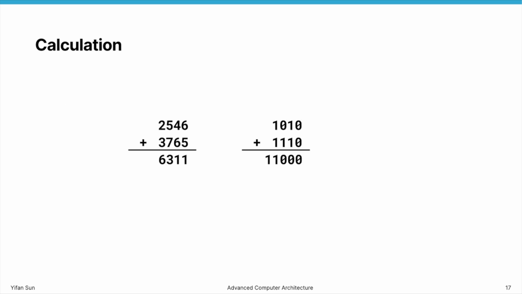Okay, so we want to do calculation. In base 10, we do calculation, right? Then in base 2, we also do calculation. How can we do calculation? The rule is roughly the same. In base 10, 6 plus 5 equals 11, then we put a 1 there as the carry, and 1 plus 4 plus 6 is 11, so we put a 1 there.